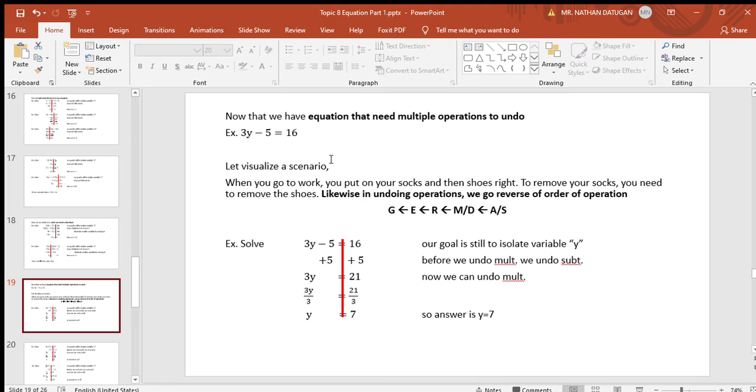It's the same thing with our equation. When you want to isolate the variable and there are multiple operations, you want to undo them in reverse order of operations. So instead of grouping symbol, exponent, root, multiplication, division, addition, subtraction, it's the other way around.